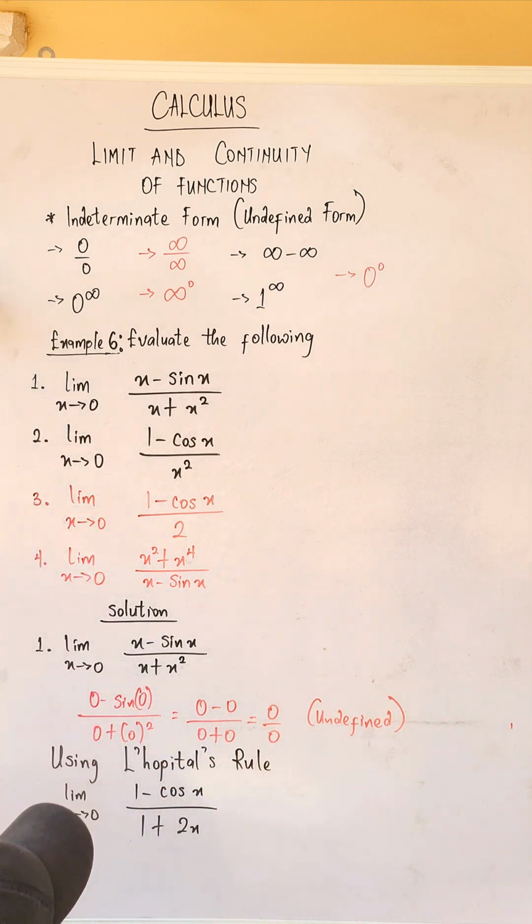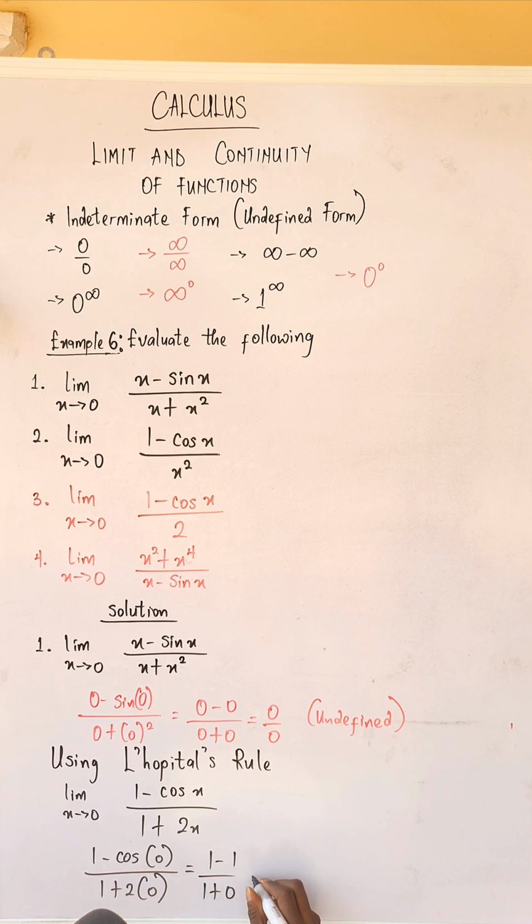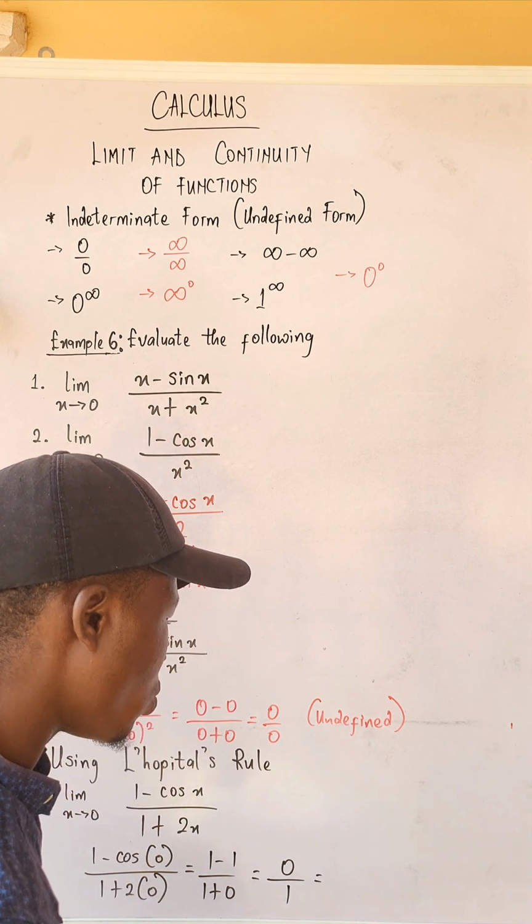So let's insert and check if our denominator does not give us 0. That will be 1 minus cos 0 over 1 plus 2 times 0. Cos 0 will give us 1, right? So 1 minus 1 is 0, over 1 plus 2 times 0, which is 1 plus 0, which is 1. You see that we are good to go.